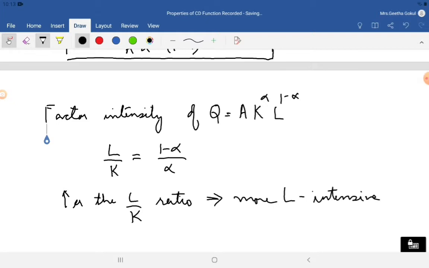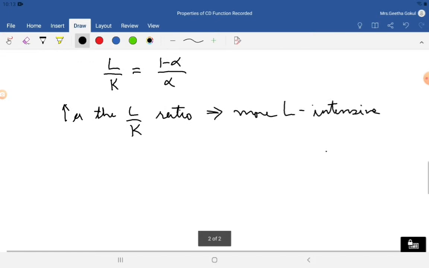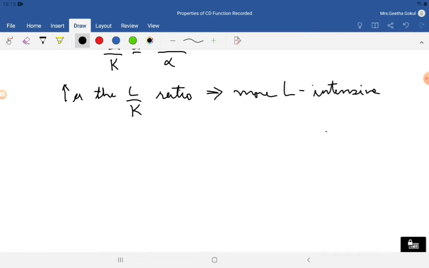Once again, remember, L by K, in the numerator you will have the exponent of labor from the production function, and in the denominator you will have the exponent of capital.